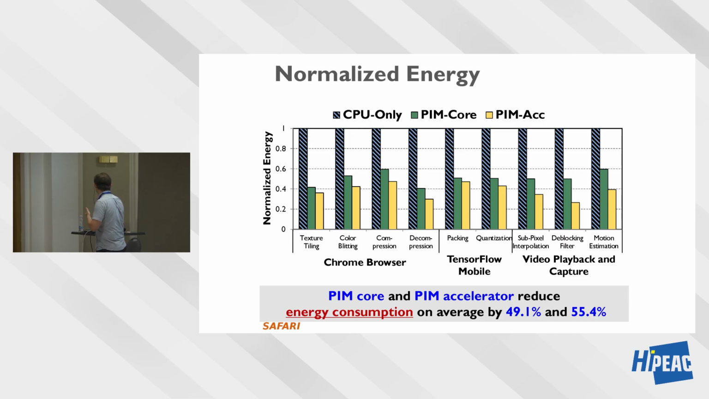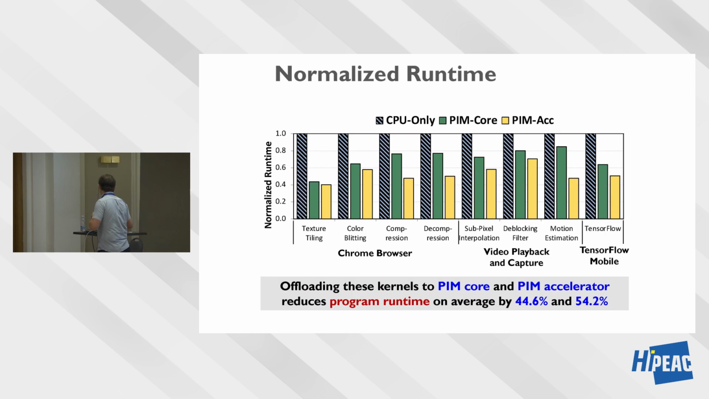In video playback, we offload motion estimation, which is a very heavy, data-intensive function. And we see significant energy reductions, even if you offload it to a simple, general purpose core. And if you actually offload to an accelerator, you get even more energy reduction. In more complicated functions, you get even more energy reduction by doing acceleration as opposed to general purpose cores. That's energy, this is runtime.